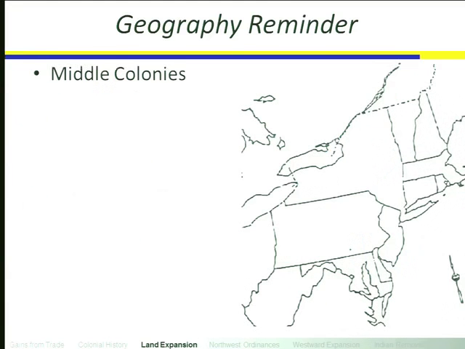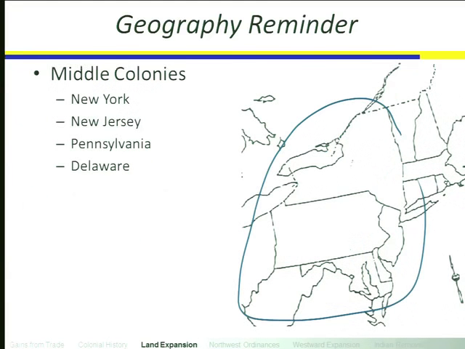Next, the middle colonies. The middle colonies are these. That big state there is New York. New York City is that big dot right down there, and the arm sticking out is Long Island. Pennsylvania, and New Jersey is here in the armpit of New York. And then Delaware is this little itty bitty state. The little triangle there that you can barely see is Delaware.